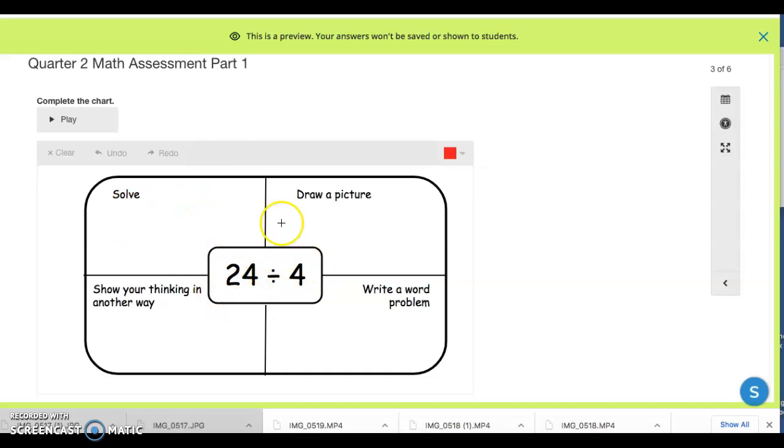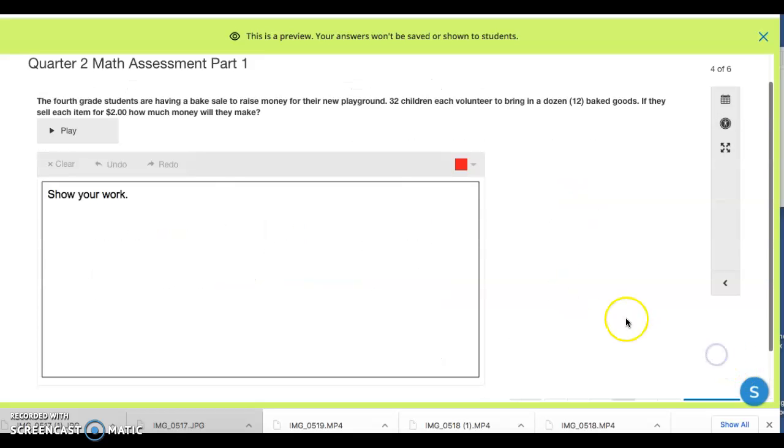24 divided by 4, you have to solve the problem. You have to draw a picture of what it looks like. Remember, equal groups. You have to show your thinking in another way. So you can solve it another way. You can solve them in 3 different ways. And then do your best to write a word problem. We had several word problems on our homework assignments that were division. So you could use one of them as an example.